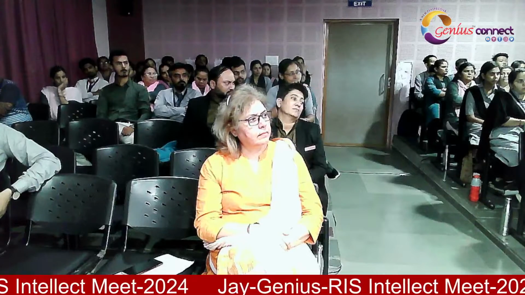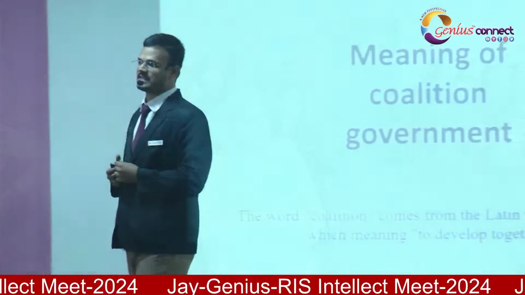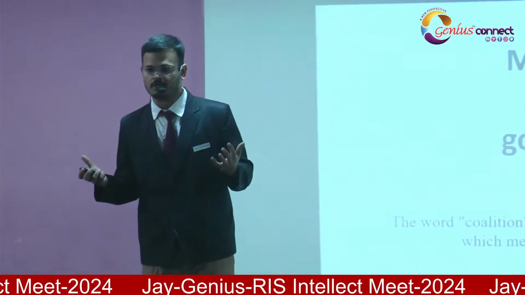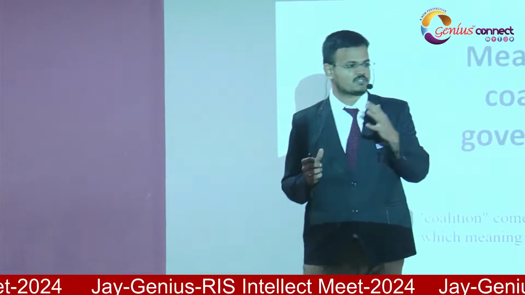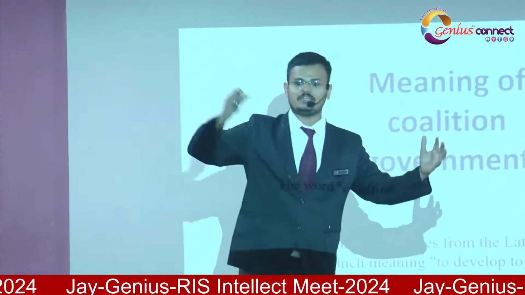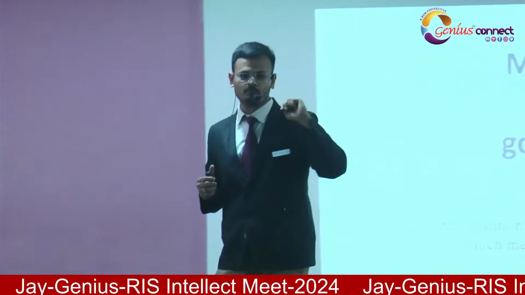So if we spread maximum awareness, a maximum number of people will go to cast their vote. What is the meaning of coalition government? The word coalition came from the Latin word coalitio. It means to develop together. When one party does not have a clear majority, it collaborates with another party, and that is known as coalition government. There are 2 forms of coalition government.